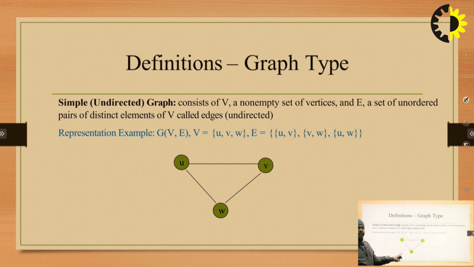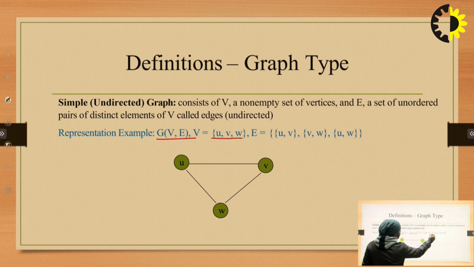A simple graph is an undirected graph. We can define it as a non-empty set of vertices and edges where the ordered pairs are distinct, meaning they are undirected. For example, the graph has vertices u, v and w, and edges u to v, v to w, and u to w. This is an undirected graph. Okay, this is a simple undirected graph.